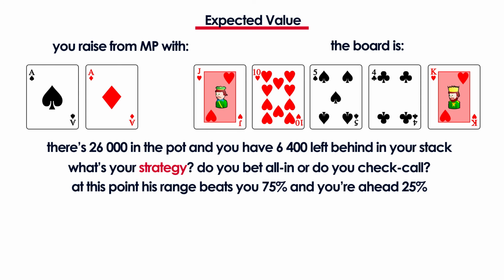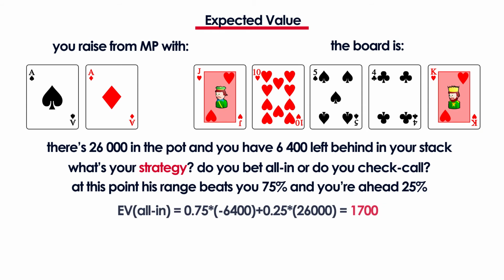Let's calculate the expected value of the first decision. There's 26k in the pot and you're going to bet 6400. So the EV is 0.75 times minus 6400 plus 0.25 times 26,000, which is 1700. So on average, you're gonna make a profit of 1700 in this spot if you correctly estimated your opponent's range.